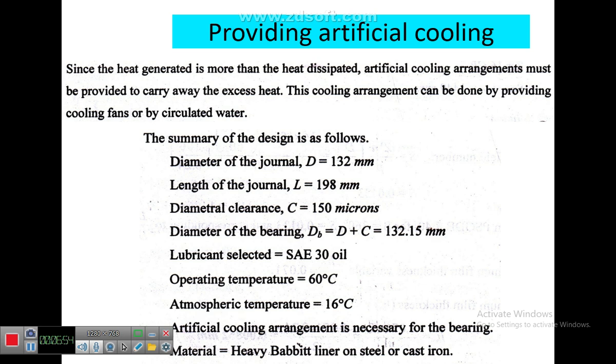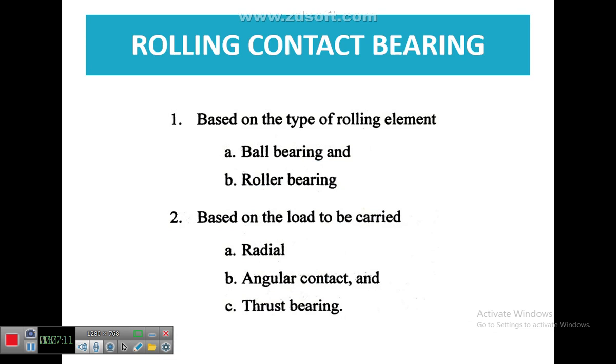So here the heat generated is more, but the heat dissipated is very low. So we need an artificial cooling arrangement. For that we are going to provide a cooling fan or circulated water. So that's all.